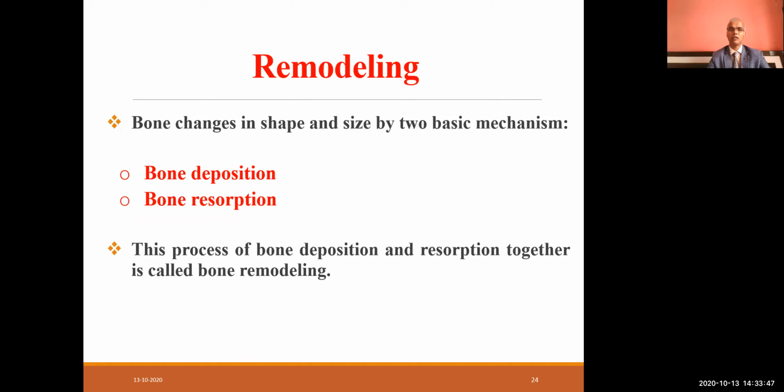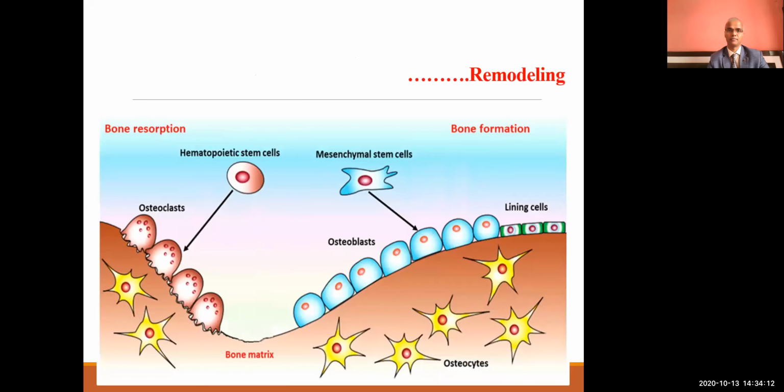Remodeling means bone change in shape and size by two basic mechanisms. Bone deposition means there is addition of bone, and bone resorption means removal of bone. So this process of both bone deposition and bone resorption together is called bone remodeling. So these are two processes. One is bone resorption process and bone formation.